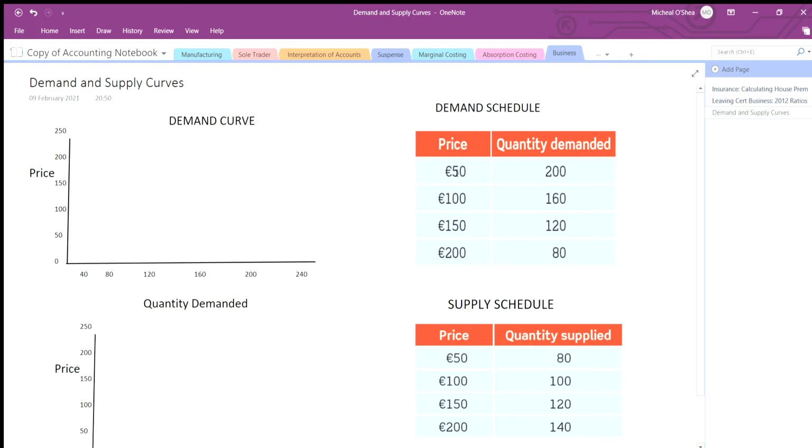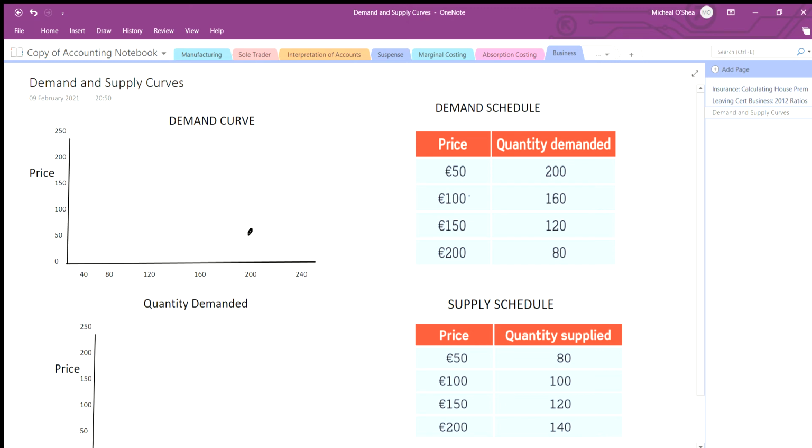So when the price is €50, the quantity demanded is 200. Very simply, I am now going to look at my graph. When the price is 50, so this is my price column over here to the left, 50 is around here. So when my price is 50, my quantity demanded is 200. I'm going to go across 200 and draw a very poorly drawn dot. This is my point. When the price is 50 I go across, when the demand is 200 I go up here, and that's my first point.